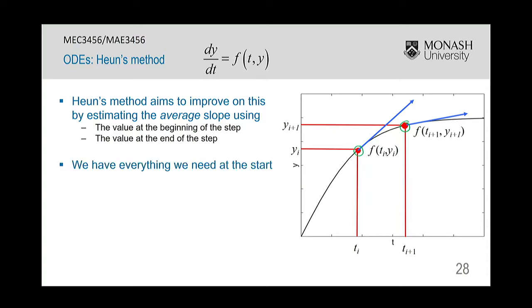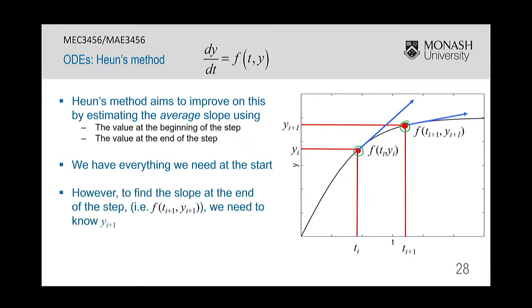We have everything we need at the start of the step, so we know what ti is, we know what yi is, but to find the slope at the end point of the step, in other words the function value at ti plus 1, yi plus 1, we need to know what yi plus 1 is equal to. But that's the thing we're trying to find in the first place. So we can't possibly use Heun's method exactly like this, using that kind of functional form. We need to do something a little bit different.